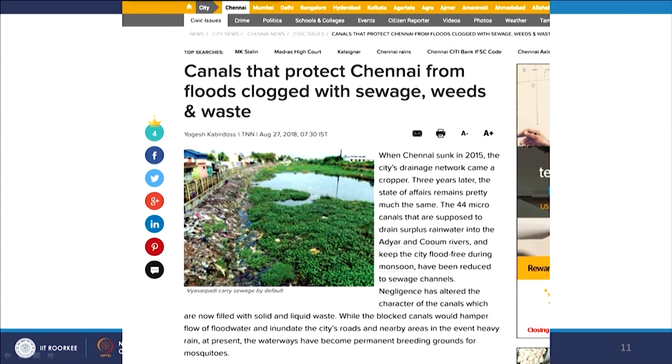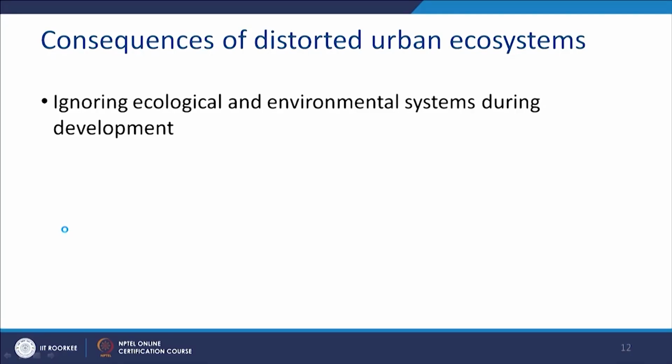You can see the wrong practice by the city population, and it is not an isolated fact again. Most of the cities, industrial cities and other cities, have this practice that they dump the garbage everywhere. So, garbage is a created problem, a created element. How it interacts with the biotic or the animal has to be assessed, and that has to be given proper treatment in urban areas if we want to stop this kind of flooding, clogging and contamination in the urban area. So, the consequences of distorted urban ecosystems are manifold.